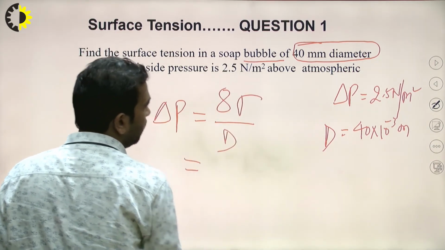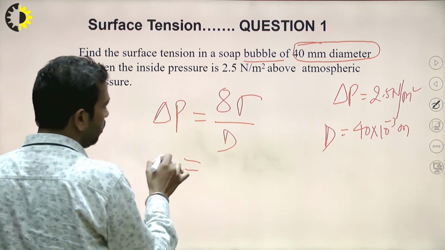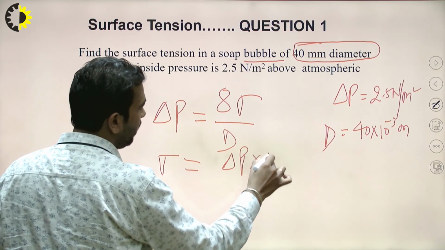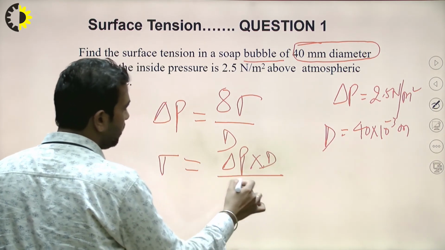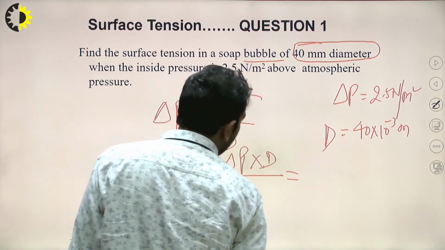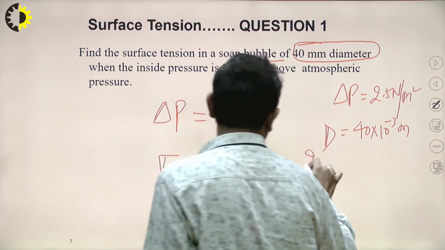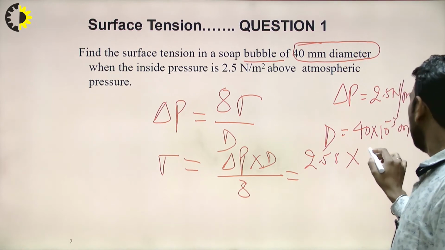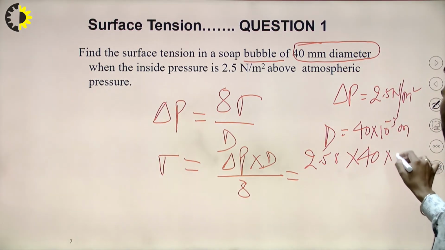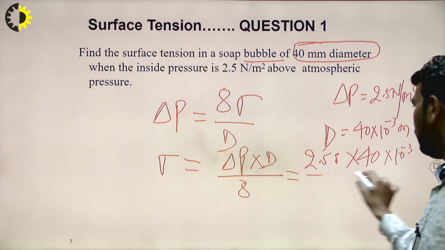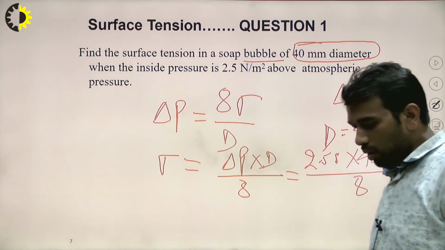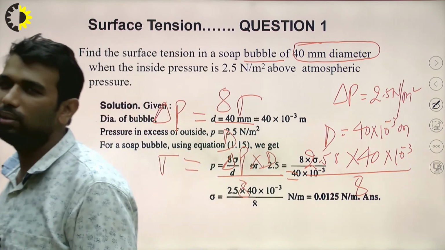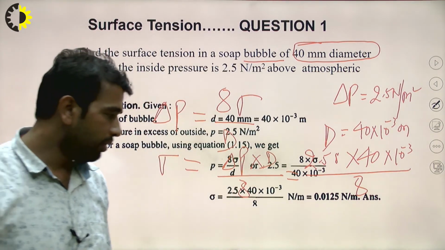So the sigma value is what we have to find out. Sigma is the difference in pressure into diameter divided by 8. The data given is 2.5 Newton per meter square, and we have to convert all these data into SI units, so 40 into 10 to the minus 3, divided by 8. You can simplify it and get the answer. The sigma value is 0.0125 Newton per meter.